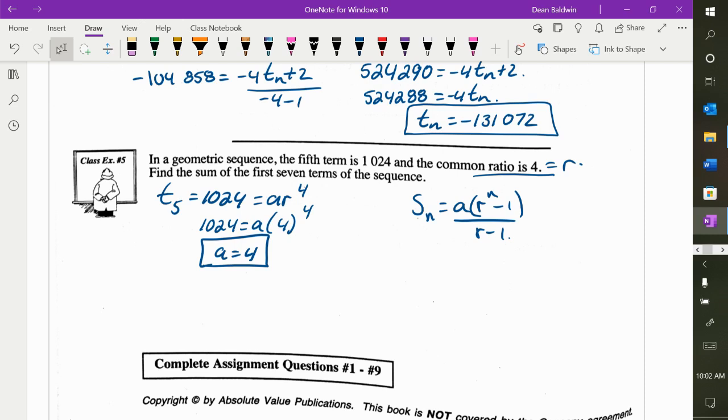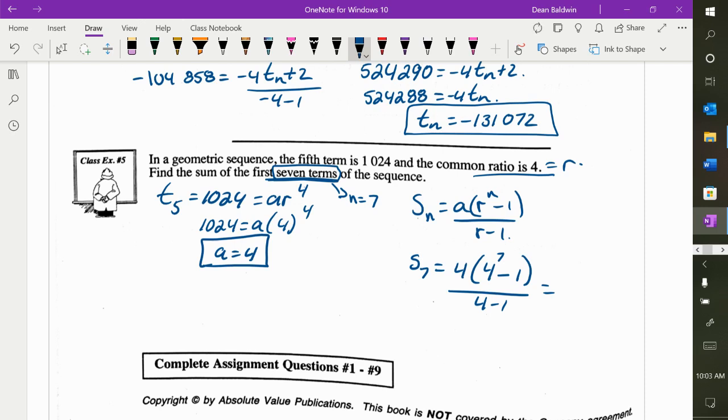We know the R value, so it's four. Right? So then they're asking us for the sum of the first 7 terms. So that is n is equal to 7. So this formula becomes S7 is equal to A, which is 4, times R, which is 4, to the power of 7, minus 1, over R, which is 4 minus 1. You can use brackets, but it's not necessary when it's not a negative. It only becomes absolutely necessary when it's a negative. So again, calculator time, people.